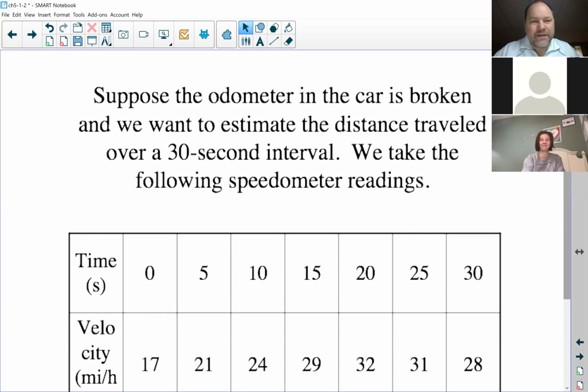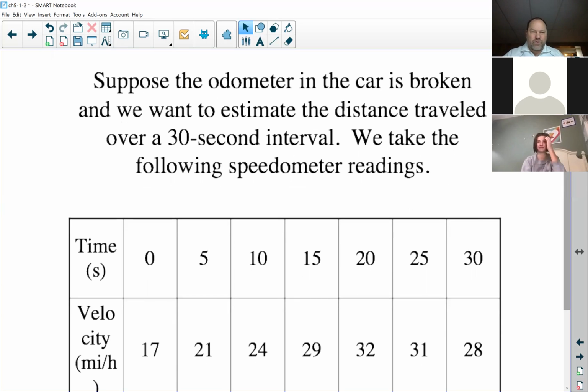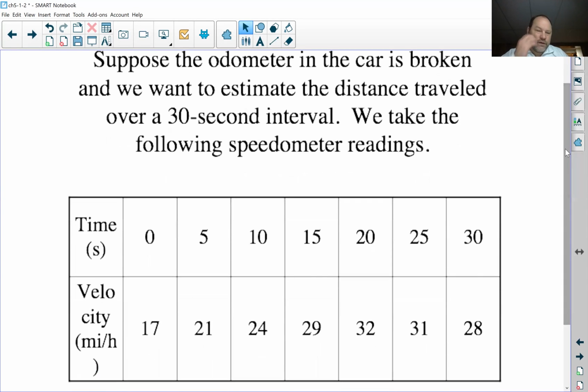Hey, Grace. So suppose the odometer on your car is broken, and we want to estimate the distance traveled over a 30-second time interval. So we look at the speedometer and we record the following readings on our speedometer. So every 5 seconds we look and we jot down what the speedometer reading is. By the way, don't do this if you're driving. You know, that's not very safe.